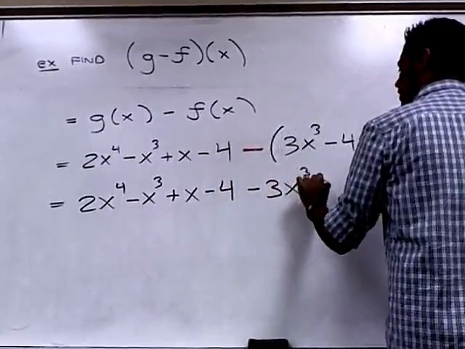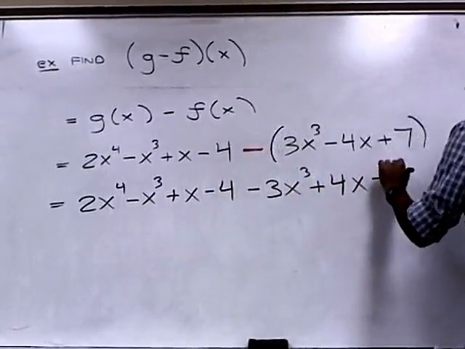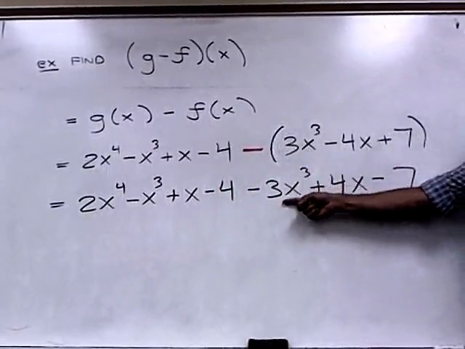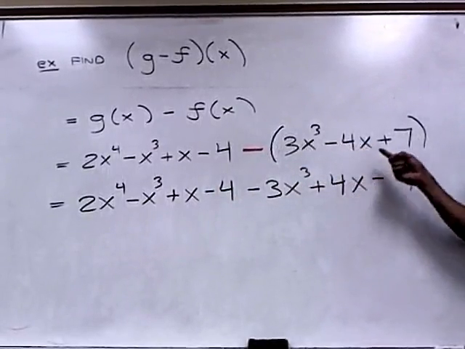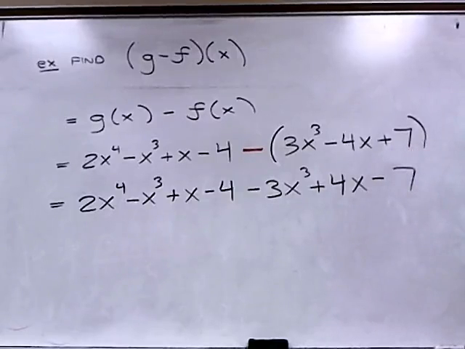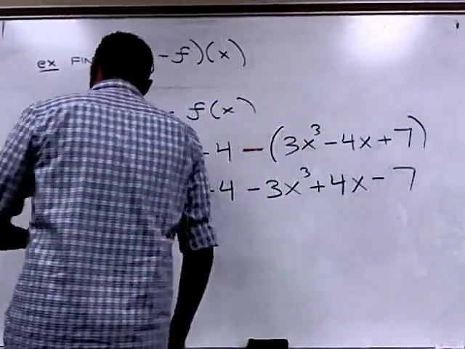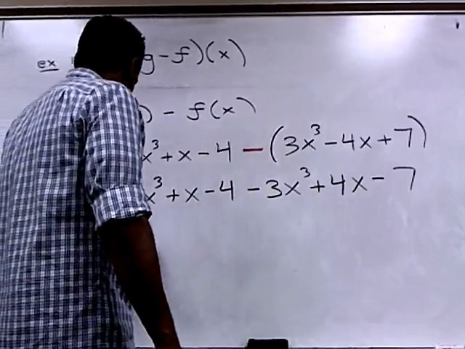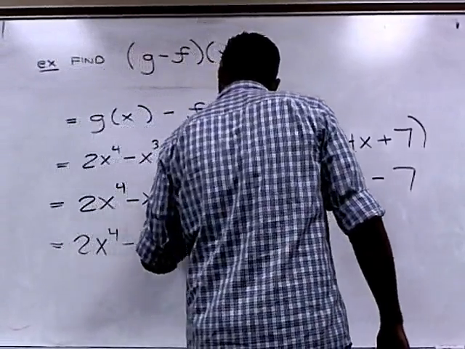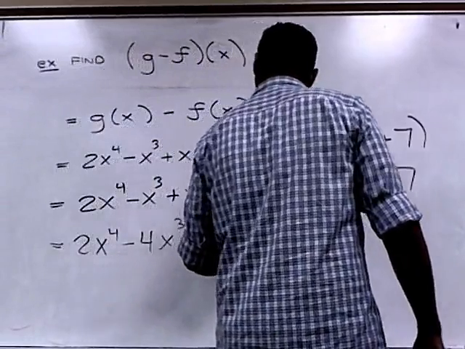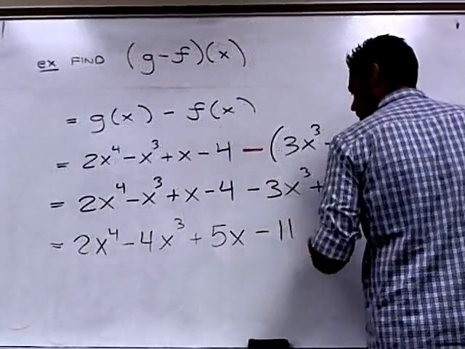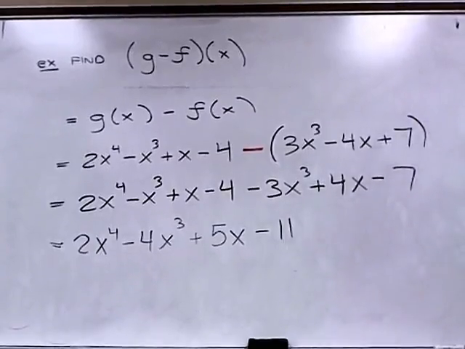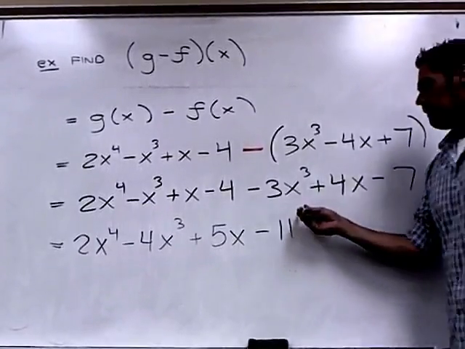And distributing a negative through has the effect of changing all the signs, doesn't it? If it was positive, it's now negative. If it was negative, it's now positive. Positive, negative. And now you can collect. So I will have 2x to the 4th minus 4x cubed plus 5x minus 11. Box it up.